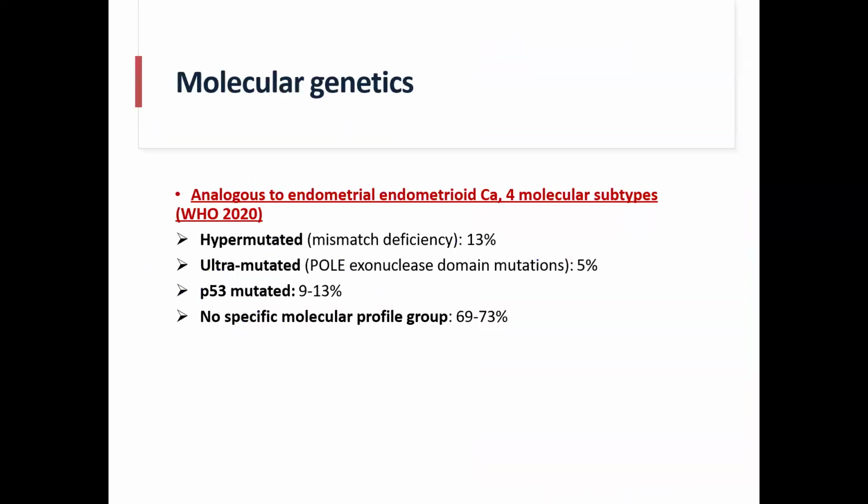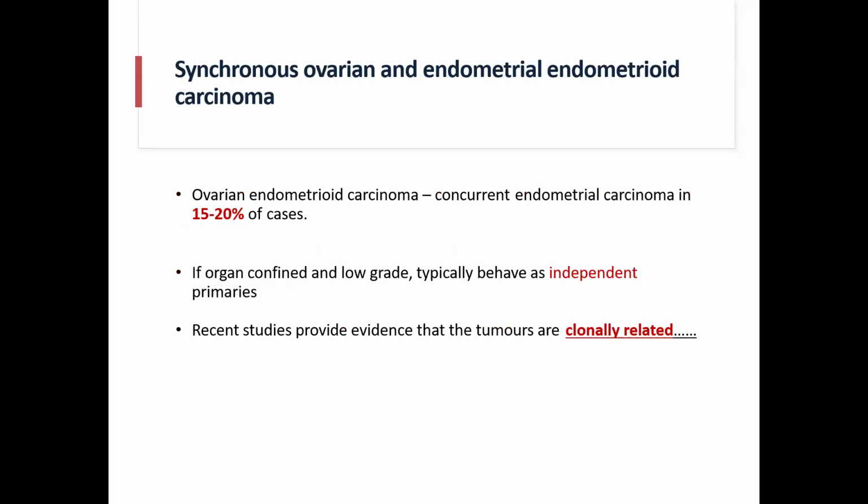The molecular classification of endometrioid carcinoma can also be applied to ovarian endometrioid carcinoma, with the 4 molecular subtypes represented. The hypermutated subtype with mismatch repair deficiency is in about 13% of cases, the ultramutated POLE type 15%, the p53 mutated 9 to 13%, and the non-specific molecular profile is the most common, about 69 to 73%.